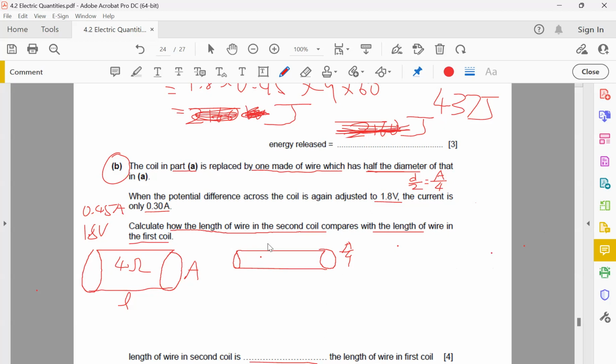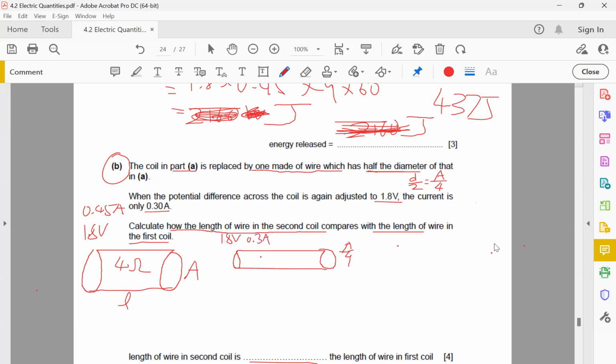Then after that, they say half the diameter. When you half the diameter or half the radius, the area will quadruple down, meaning to say it will become a quarter of the original area. You can do this on your own mathematically, guys. Go prove it for yourself, like how I showed you guys last week, right? Then right now, the second wire here has 1.8 volts and it has 0.3 amperes.